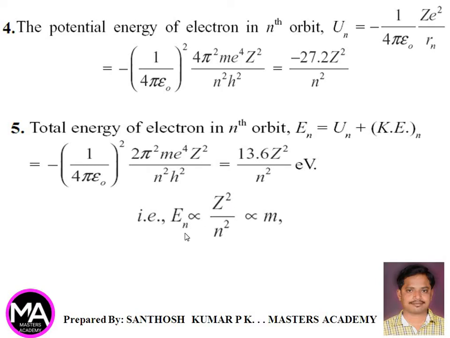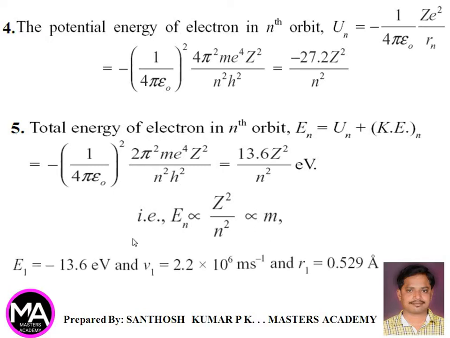That is, the kinetic energy as well as potential energy and total energy are all directly proportional to the square of the atomic number, and inversely proportional to the square of the number of the orbit, and the energy is directly proportional to the mass.